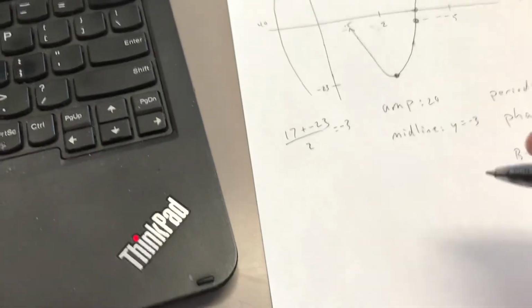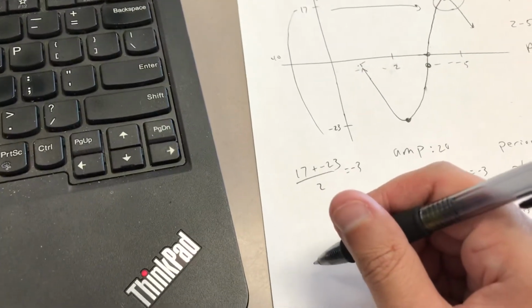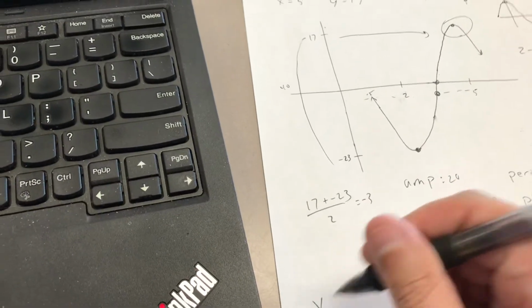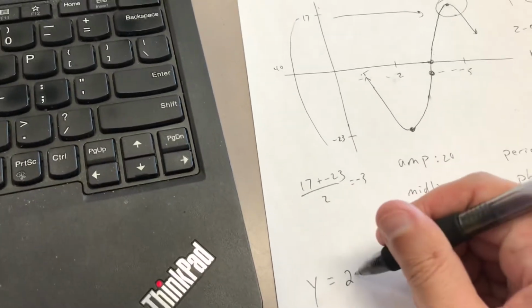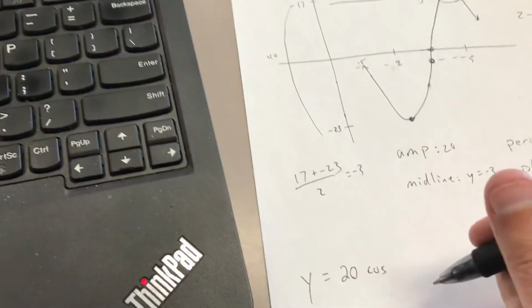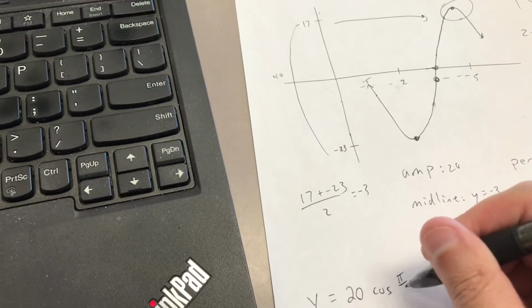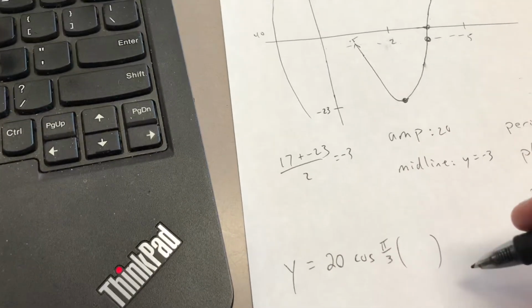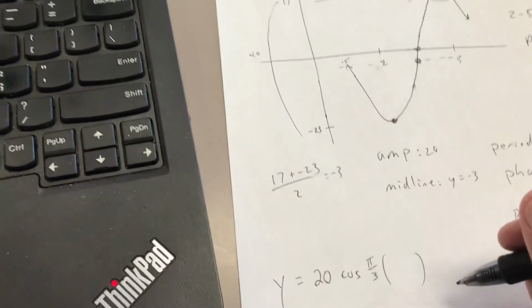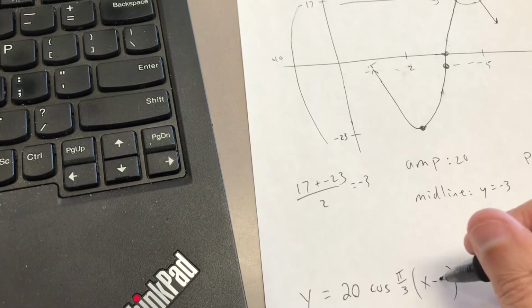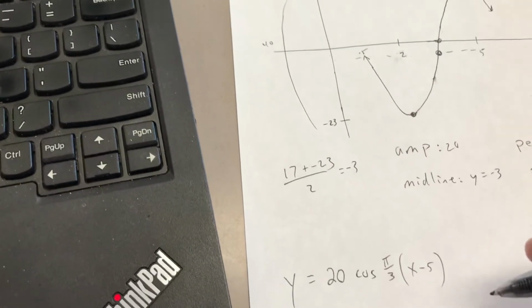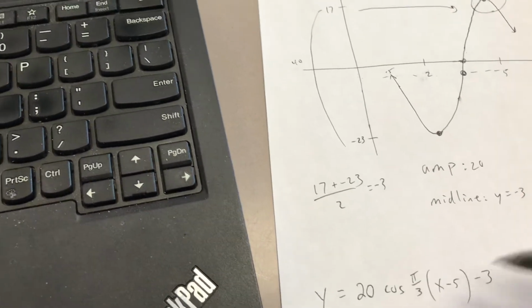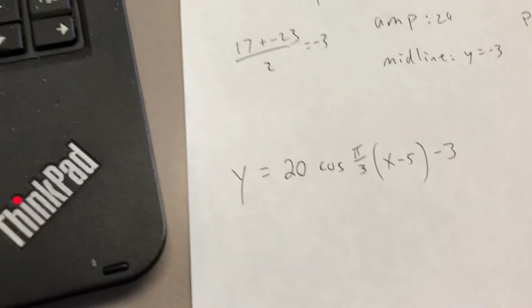So let's put this whole thing together. All right, the amplitude is 20, so we've got, does it tell us what to call this? Y equals 20 cosine. Remember, my multiplier is pi over 3. That should be out in front of parentheses for the phase shift, okay? My phase shift is 5 to the right, which means I'm going to have an x minus 5, and then we're shifting the whole thing down 3 because of the midline, and that's my function, all right?